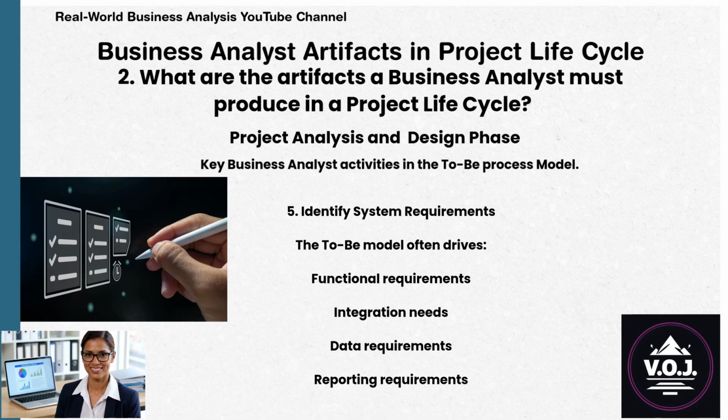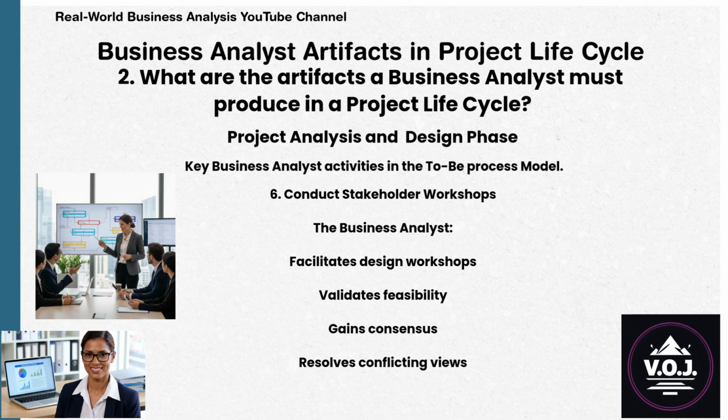Number 5 key business analyst activity is to identify system requirements. The to-be model often drives functional requirements, integration needs, data requirements, and reporting requirements. Number 6 key business analyst activity is to conduct stakeholder workshops. The business analyst facilitates design workshops, validates feasibility, gains consensus, and resolves conflicting views.